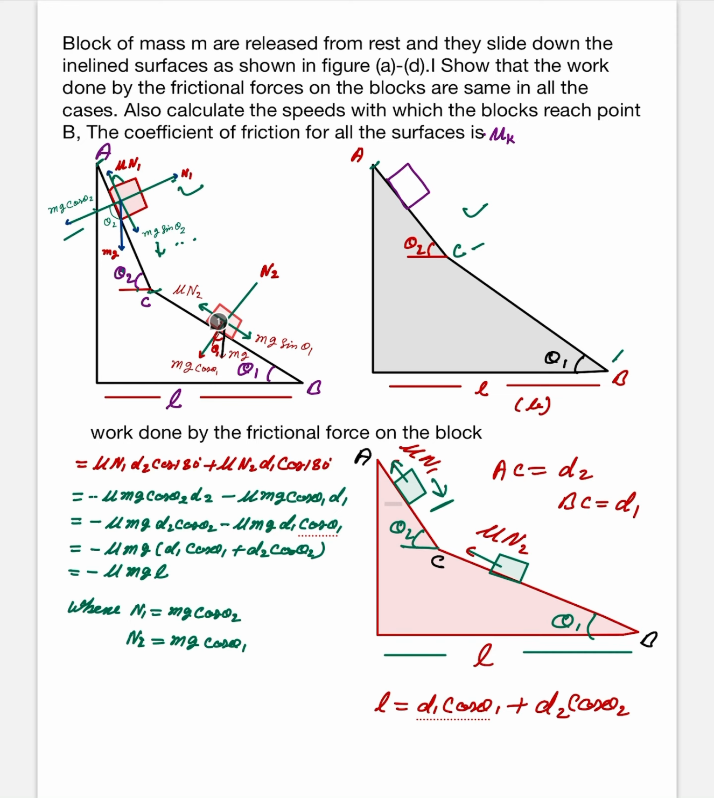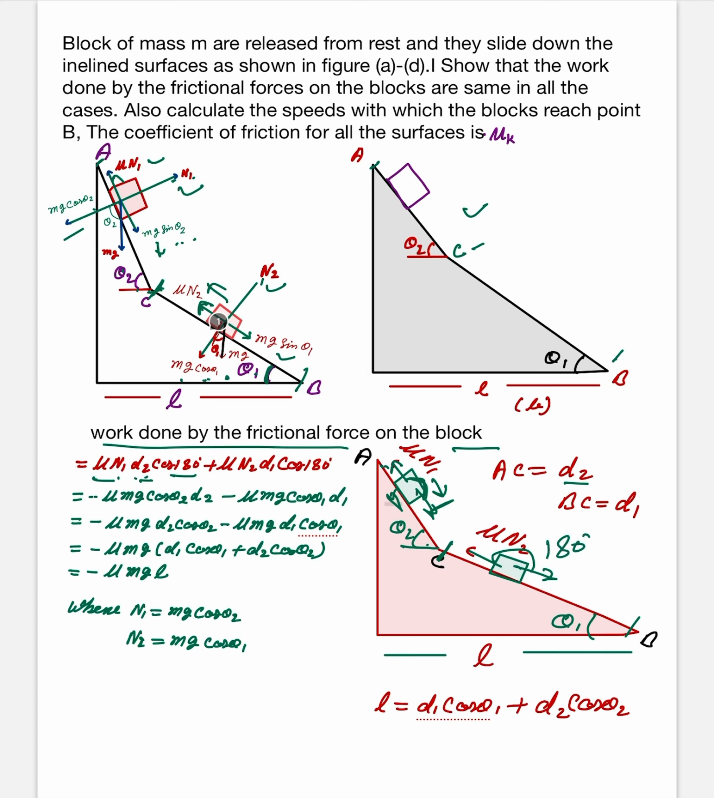In this duration, the frictional force is in the upward direction but the block is going downward. So the work done by the frictional force on the block in this duration is mu into n1, the frictional force, times the distance d2. The block is going downward, so the angle between these two is 180, so cos 180 is minus 1. Clear or not? Similarly, if the block goes from B to C, make the free body diagram. Here n2, and here mg sin theta 1 and mg cos theta 1, because this angle is theta 1. The frictional force is in this direction and the block is going this way, so the angle between these two is 180 again.